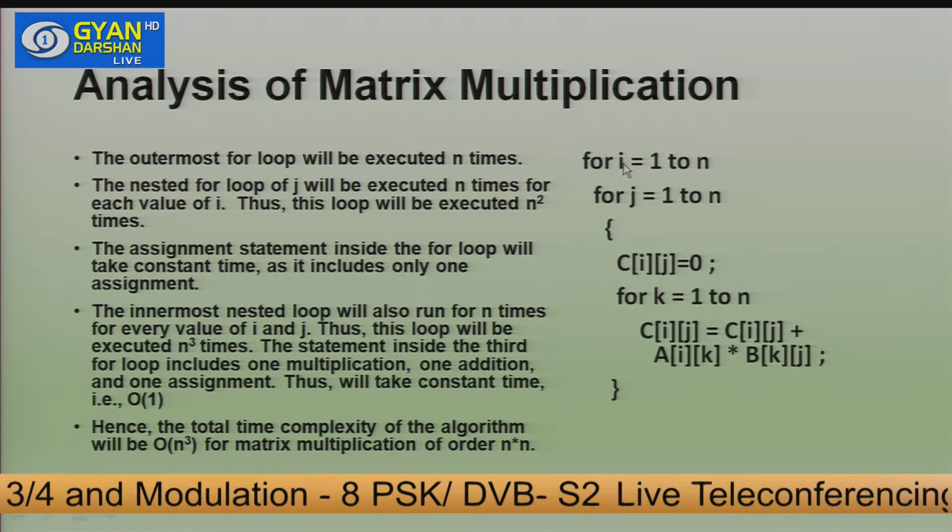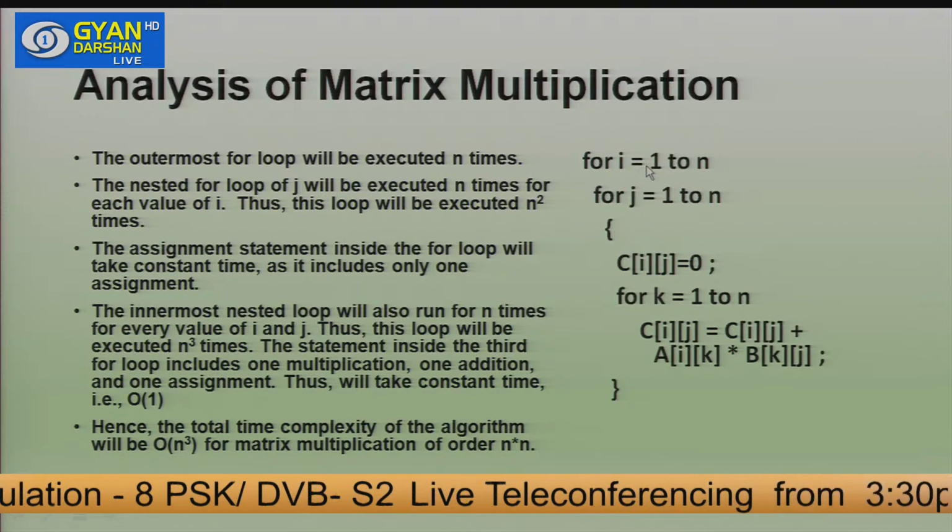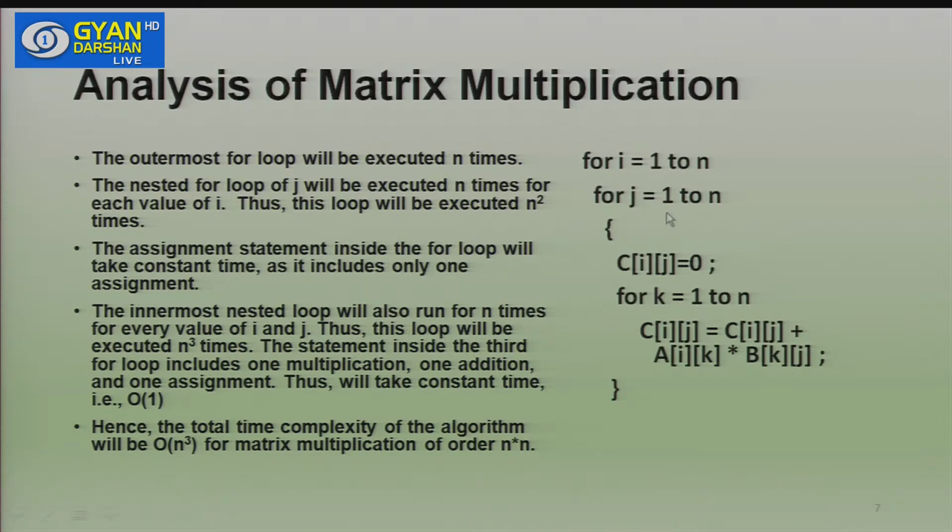Then i equals 2. It will move to i equals 2 and so on. Then the j value will once again change from 1 to 3. Thus these 2 loops will be executed n square times, whereas j will be executed n times only. The assignment statement inside the for loop takes constant time as it includes only one assignment.